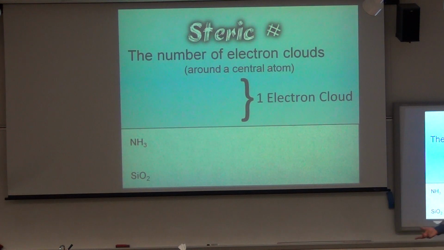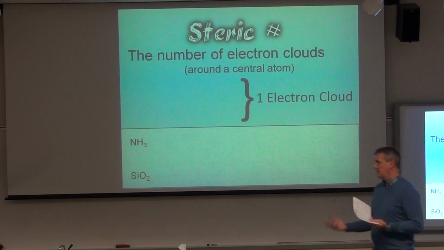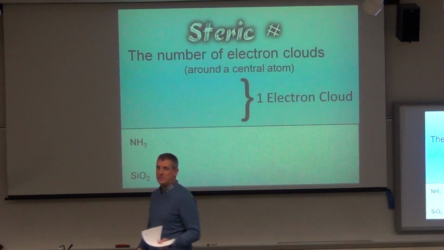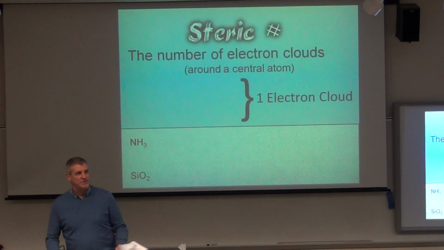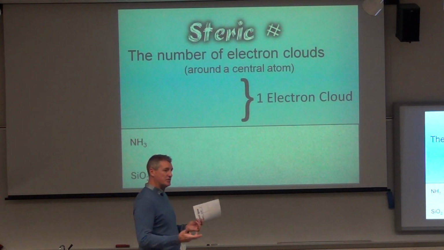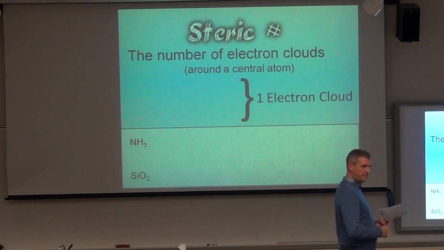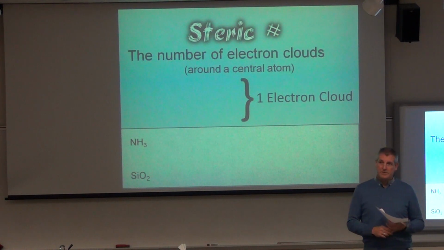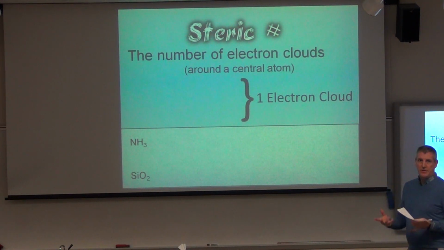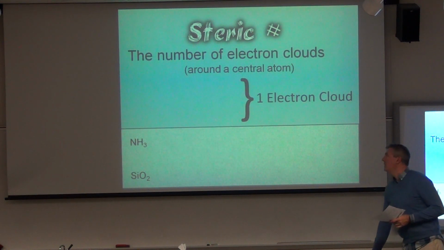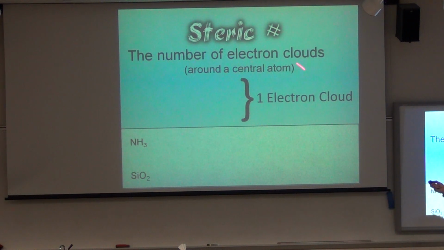Hopefully you recall when we did our Lewis dot structures, there were a number of things that we were asking you to focus on: valence electrons and total electrons, but we were also asking you to focus on identifying that central atom and the symmetry when you're drawing your two-dimensional representations. So, the number of electron clouds around a central atom.